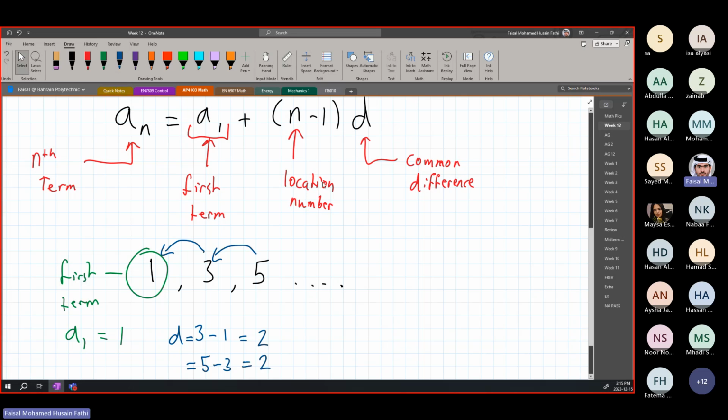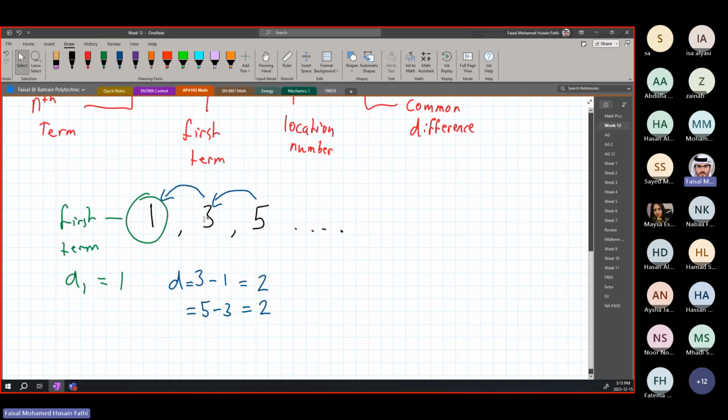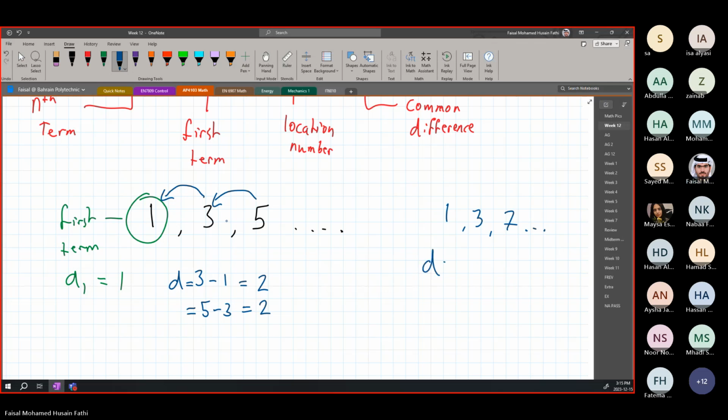This is an important point over here. You have to make sure that the second term minus the first term is equal to the third term minus the second term for you to actually have an arithmetic sequence. Let's take an example here. If we have 1, 3, 7, okay, this sequence. Yes, if you do 3 minus 1, it's going to be equal to 2.